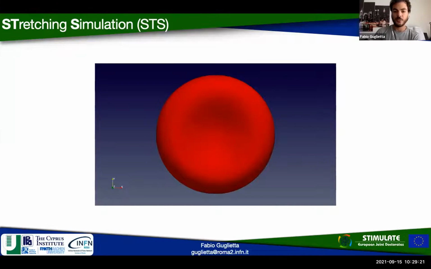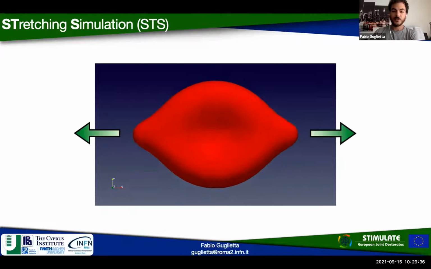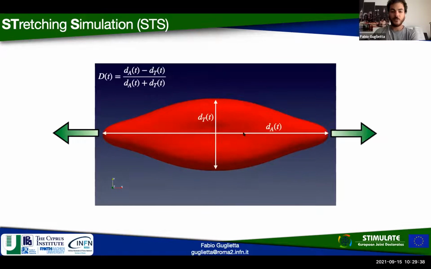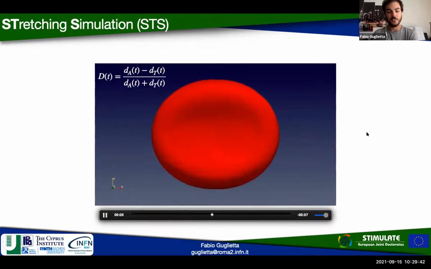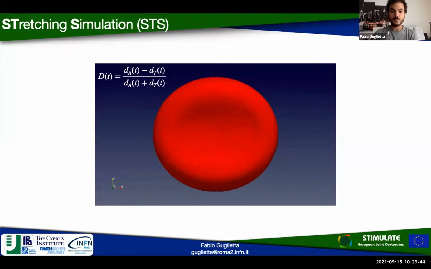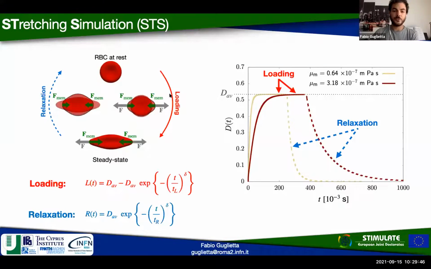So this is a short movie explaining the simulation. As you can see here, we are not actually simulating the two silica beads. We just select a few nodes in these areas, that is the area where the silica bead is attached, and we stretch directly the red blood cell here. So we apply the force. The red blood cell deforms. We measure the axial and transversal diameters. Then the force stops, and the red blood cell relaxes to the shape at rest. So this is the whole process of loading and then relaxation.